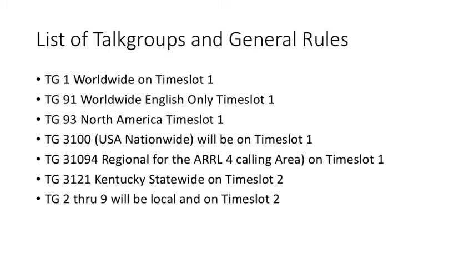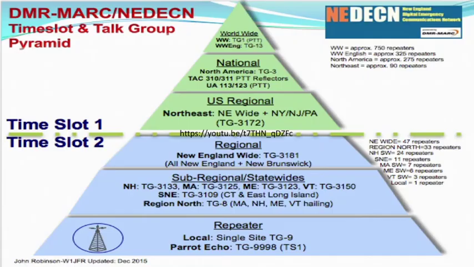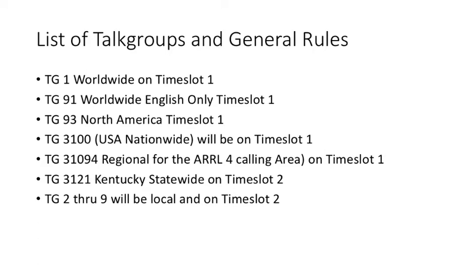All right, once again, like I said, maybe I'm just trying to get down to the regional calling areas. So I'm going to use 31094. Now this goes with our, let's go back and look real quick. Does that fit to our, yes, it does. Okay, so time slot 1, that's where it should be. But maybe I just want to key up the repeaters in Kentucky, so I'm going to use Talk Group 3121. And then Talk Groups 2 through 9, those are always going to be reserved for the local repeaters. Okay.